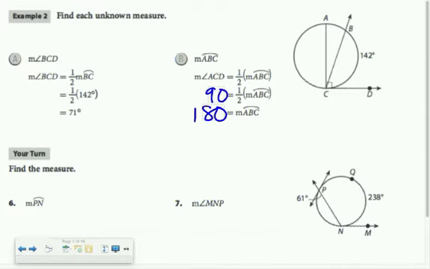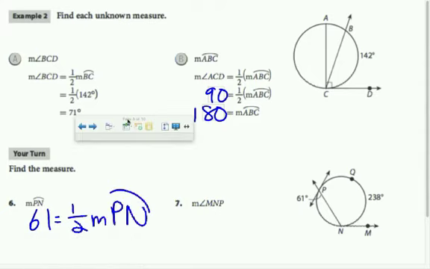In your turn number 6, I'm asked for arc PN. Notice that arc PN is being eaten by that 61 degree angle, so 61 equals half of the measure of arc PN. So in order to solve for arc PN, I multiply both sides of the equation by 2. So that's 122 is the measure of arc PN.